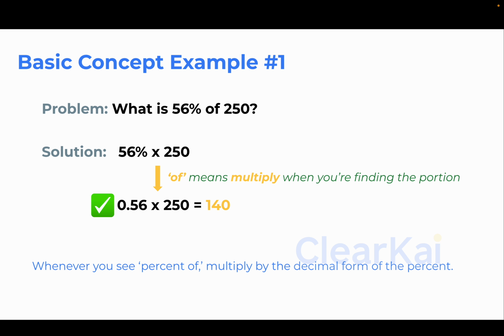Here's the key takeaway. Whenever you see percent of, you multiply, and always change the percent to a decimal before you do it.